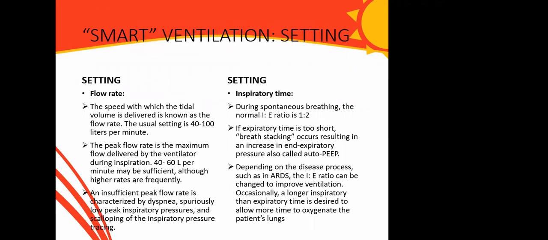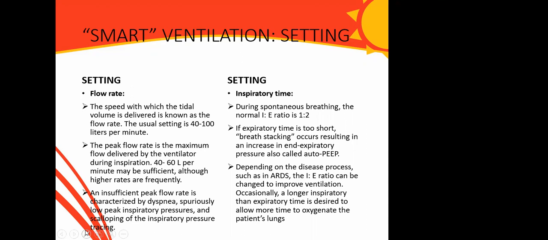You want to set adequate flow rate. Usually, the usual setting is between 40 to 100 liters per minute. But don't forget that sometimes the peak flow rate is the maximum flow that is delivered by the patient during inspiration, and 40 to 60 liters per minute may be sufficient. All right, the flow rate. Don't forget that an insufficient peak flow rate may predispose the patient to patient ventilator asynchrony, and you can actually have dyspnea, difficulty with breathing, with insufficient peak flow rate.